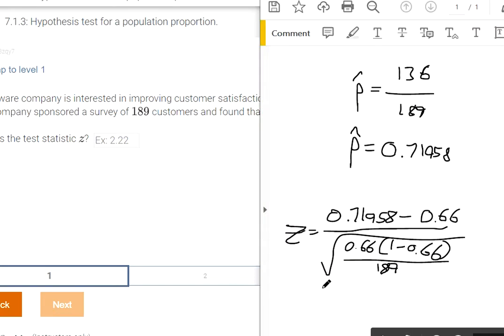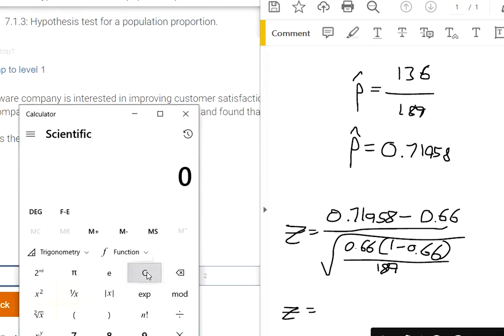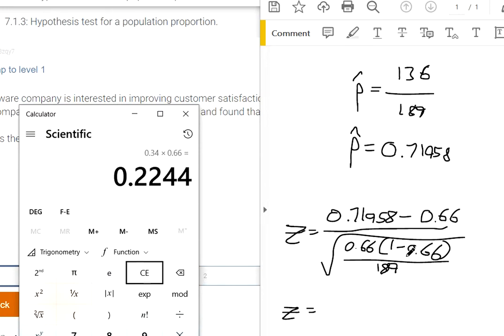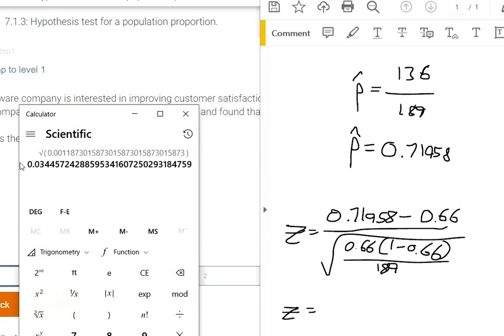Just let me know if you want to see that formula without the actual numbers in it. But to save myself some work, I do the denominator first. I know 1 minus 0.66 here, but if I don't know, I could just type it in, so that's what the parentheses are. That's multiplied by 0.66, then divide by 189, and then take a square root. So that's the denominator.